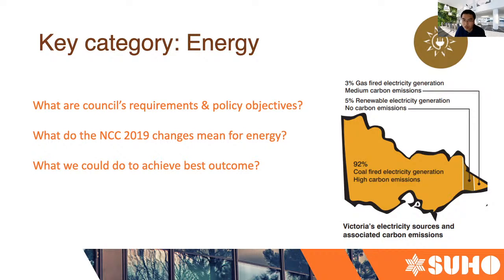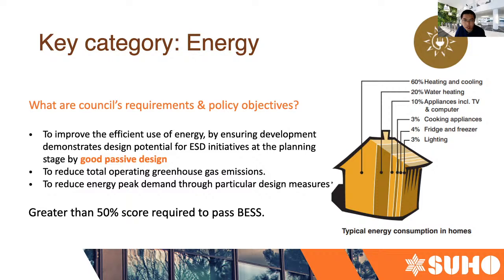As you can see on the right-hand side, 92% of electricity generation in Victoria is coal-fuelled, with high carbon emissions. So the main concern for the council is that we need to reduce carbon emissions. Council's requirements and policy objectives aim to improve the efficient use of energy by ensuring all developments demonstrate the design potential for ESD objectives at the planning stage. The key point here is good passive design. It needs to reduce total operational greenhouse gas emissions and also reduce energy peak demand.